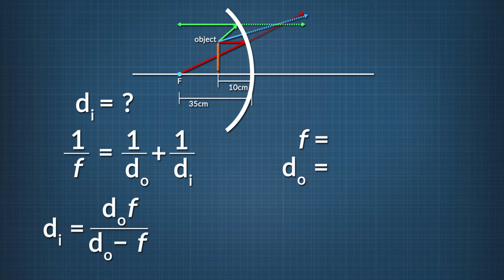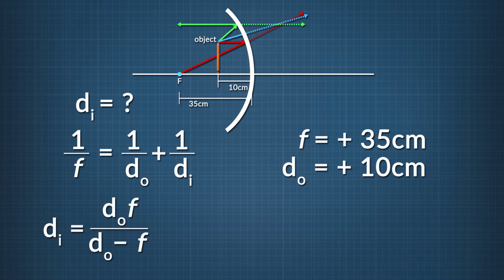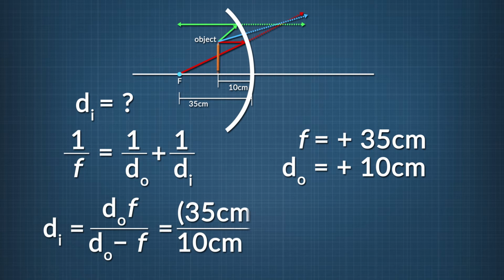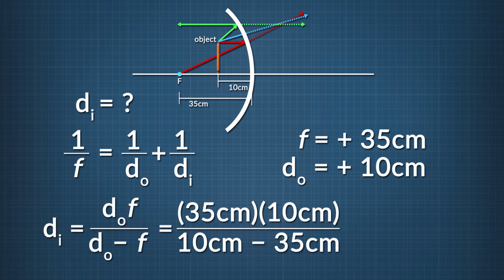For a concave mirror, the focal length is always positive, so that means f equals positive 35 centimeters. And object distance is always positive, no matter what, so d sub O equals positive 10 centimeters. Now we're set to plug these values into our rearranged equation. The image distance equals 35 centimeters times 10 centimeters divided by 10 minus 35 centimeters, which equals negative 17 centimeters.